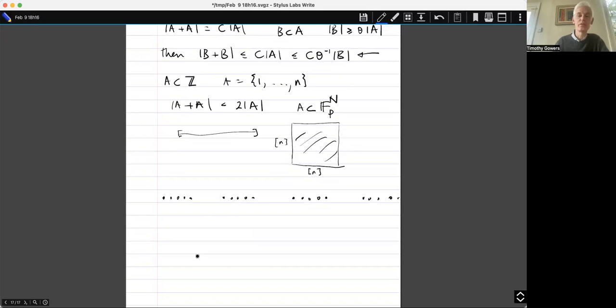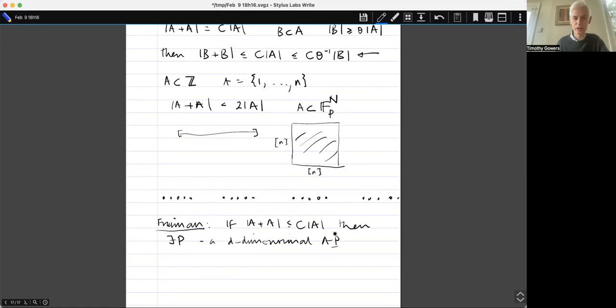So we have all those examples as well, and then that turns out to be enough by a famous theorem of Freiman, that if A plus A has size at most c times the size of A, then there exists, and I'm not going to write this out very formally, a d-dimensional arithmetic progression P, where that's a two-dimensional one, and the d-dimensional one is just a projection of a grid inside Z to the d, such that the size of P is at most k times the size of A, and A is a subset of P.